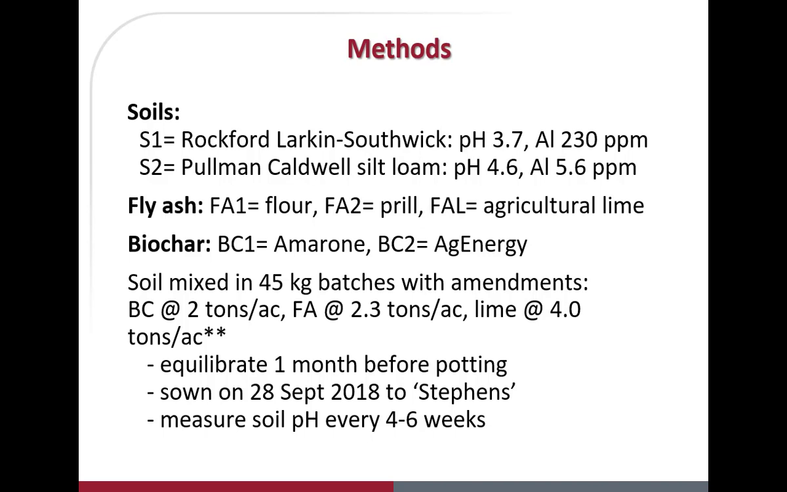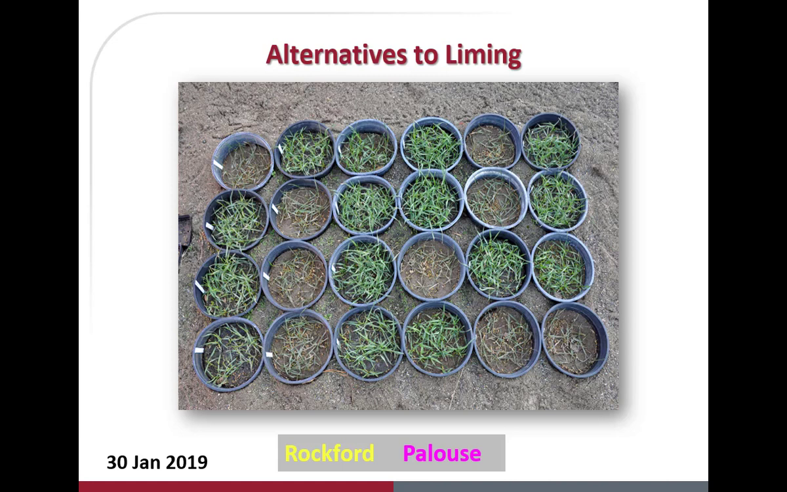The biochar was about 2 tons per acre. The fly ash was about 2.3 tons per acre. We used a conventional liming product at about 4 tons per acre. Mixed these and then planted them into what we call microplots. These are pots that hold about 10 kilograms of soil, and then we've measured pH about every month or so.